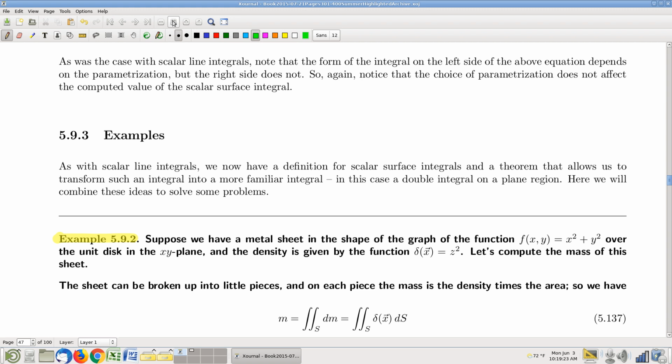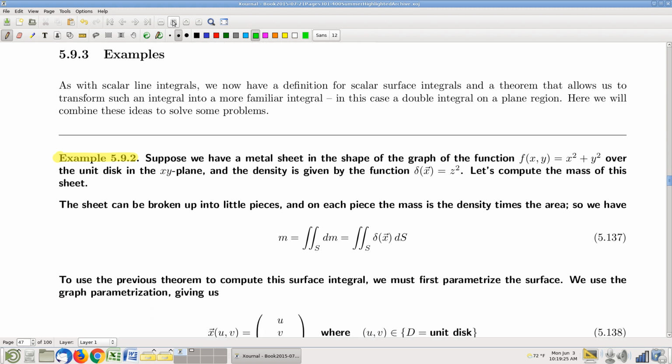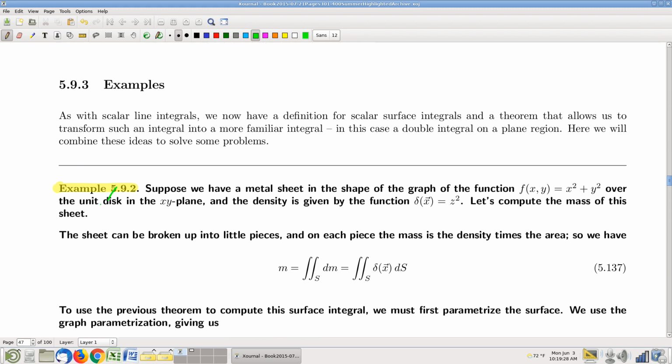So let's see an example. We have already talked about the phase one part of this question here. Suppose you have a metal sheet. It's a two-dimensional metal sheet, but again, it's embedded in space. Specifically, we're talking about a surface, and this surface is the graph of this function here, the part of that graph that is sitting over the unit disk in the xy plane.